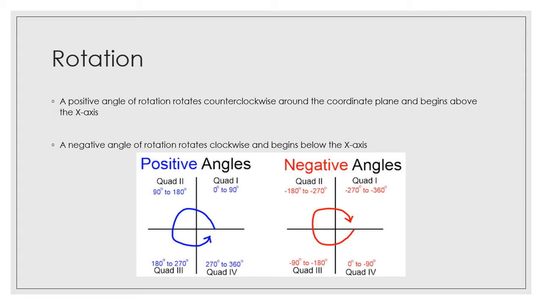And then we have negative angles of rotation. So negative angles of rotation rotate clockwise. So instead of starting above the x-axis, that goes below. And then they rotate clockwise.